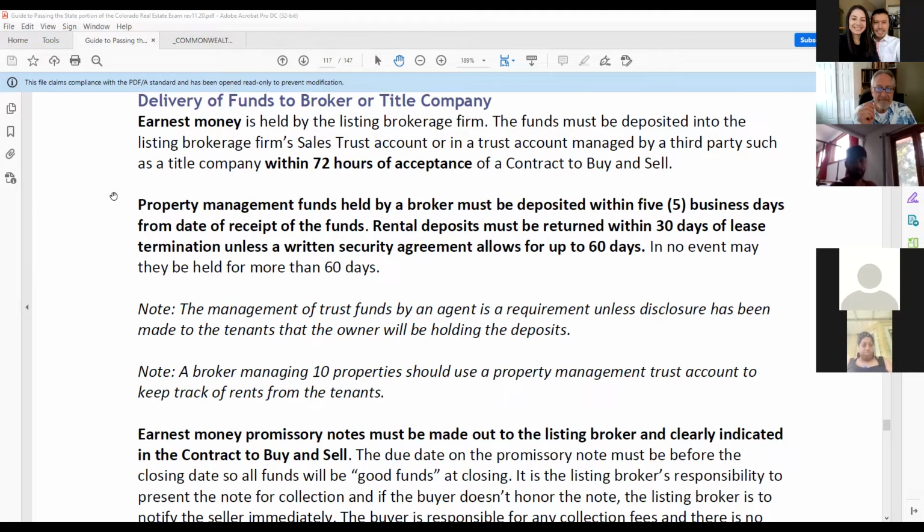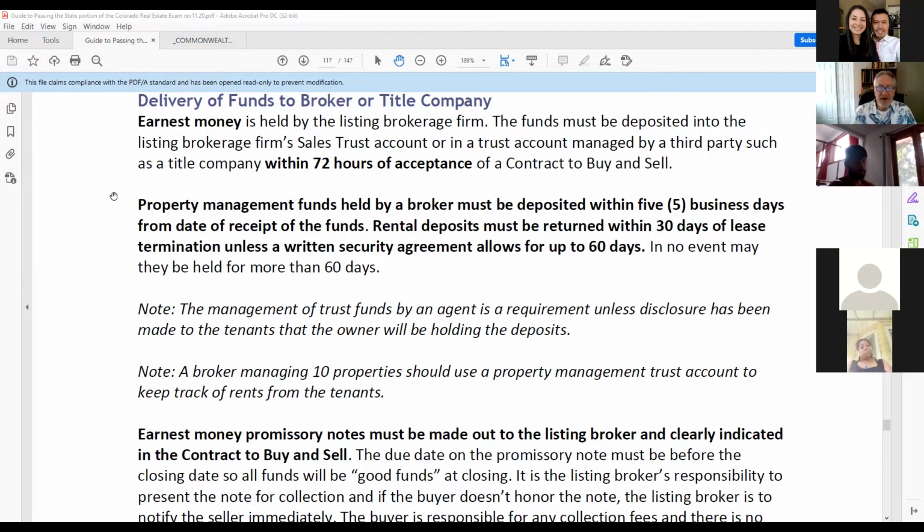Okay. All right. Management of trust funds by an agent is a requirement unless disclosure is made to the tenants that the owner will be holding the deposits. So if the owner's going to be holding the deposits, you've got to disclose that. And if you're managing 10 properties, you should use a property management trust account to keep track of rents from the tenants.